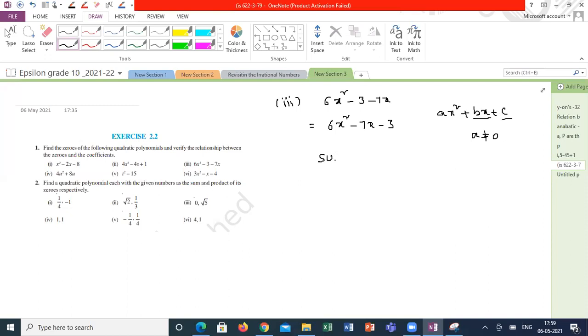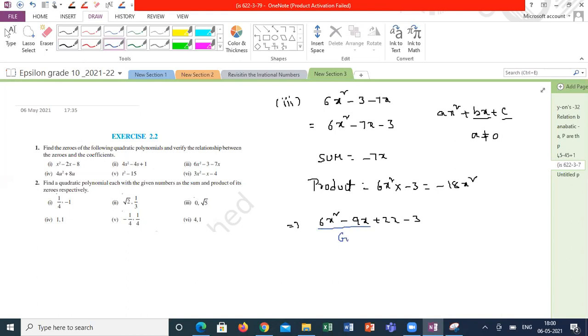So what should the sum be here? Minus 7x. Product should be 6x square into minus 3, so minus 18x square. Which combination will we use? The sum is minus 7x, the product is minus 18x square. Minus 9x plus 2x, sir. Yes, 6x square minus 9x plus 2x minus 3.